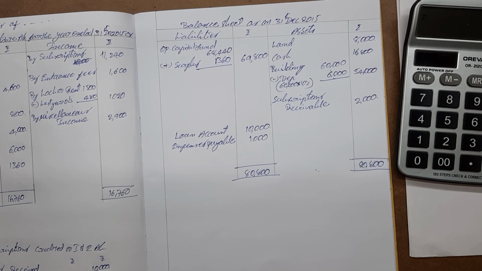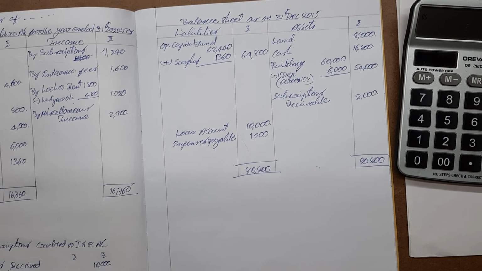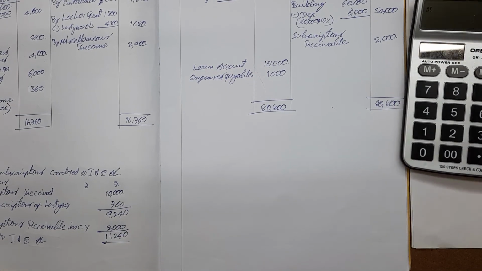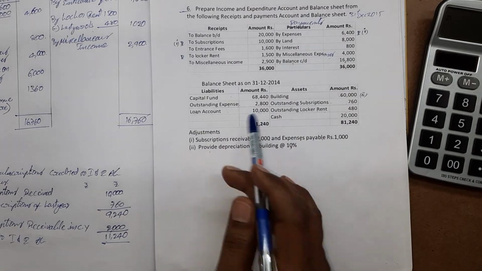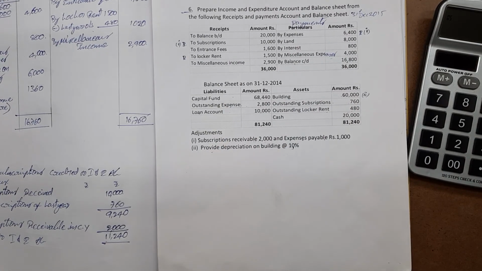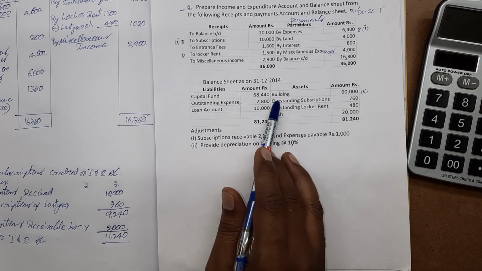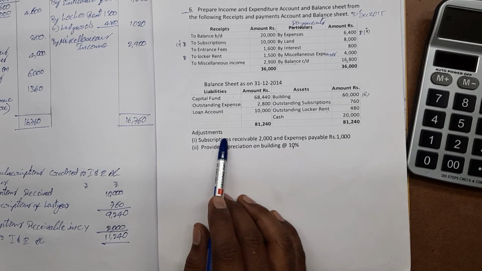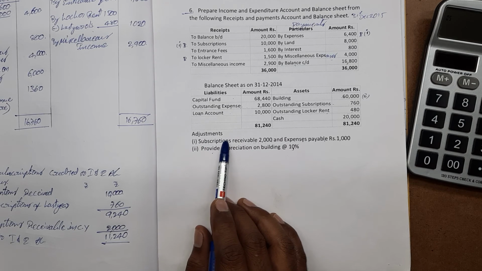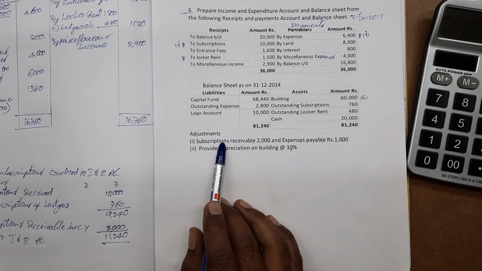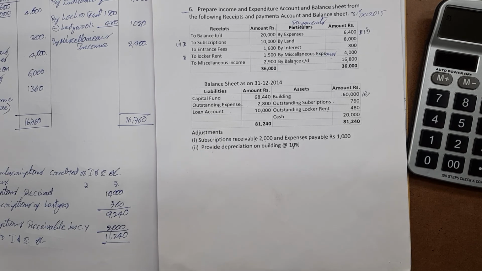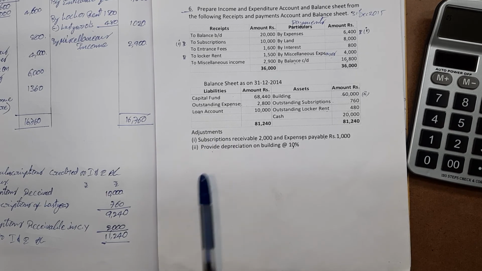It's a very easy method. Okay, first you enter whatever the receipts and payment account related items. After that you enter the balance sheet items. After entering all those balance sheet items, you can go for the adjustments. The adjustment should be entered twice in the books of account. Okay, be careful while writing adjustments in our books of accounts.